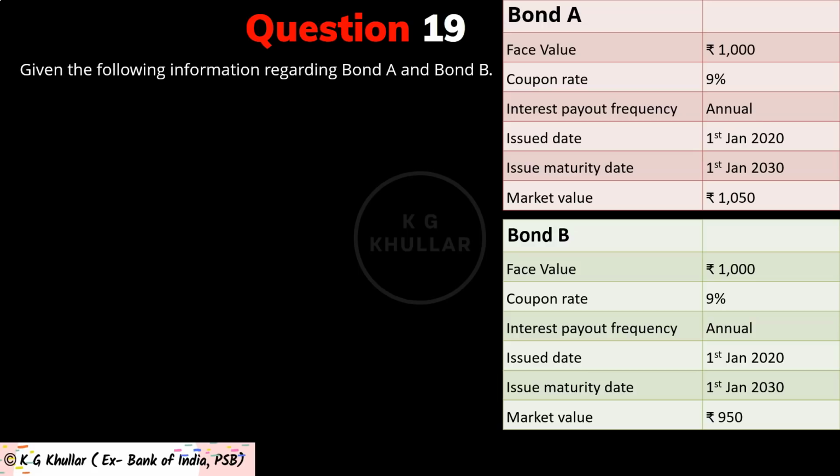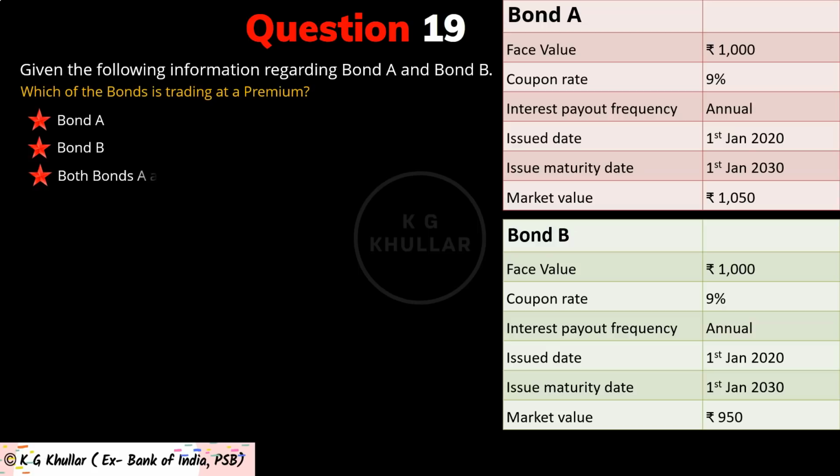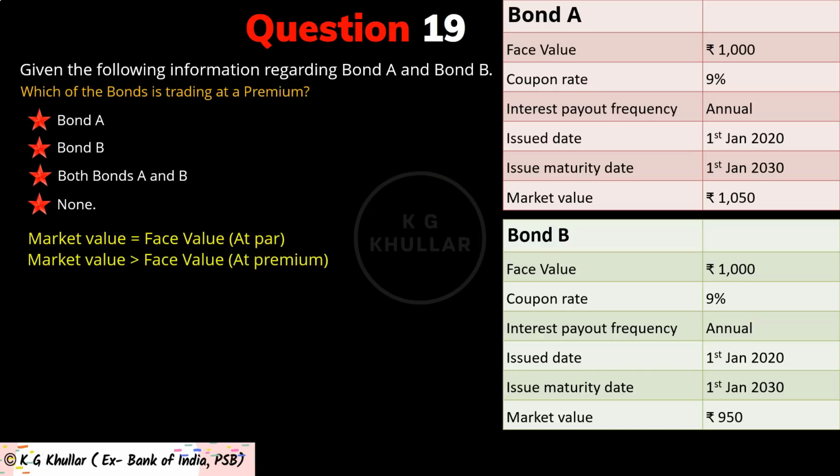And the first question is, which of the bonds is trading at a premium? And these options are given to you. Now friends, please note, for coupon bonds, this means excluding zero coupon bond, if market value equals face value, then bond is said to be at par. Then next is, if market value is greater than face value, then bond is said to be at premium. And lastly, if market value is less than face value, then bond is said to be at discount.